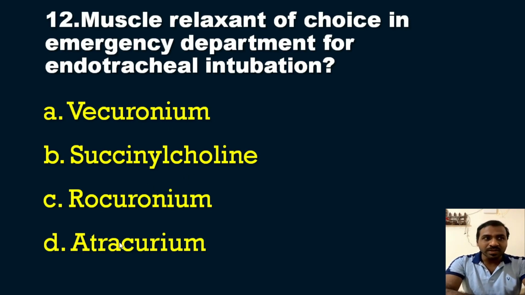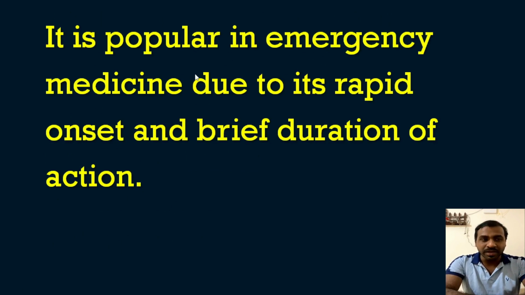So which is the muscle relaxant of choice during endotracheal intubation in the emergency department? So what is the answer? The answer is succinylcholine. We know that it is a very popular drug in the emergency department due to its rapid onset. The action is very rapid and the duration of action is very brief. So in the emergency department, this is the drug of choice as a muscle relaxant for endotracheal intubation.